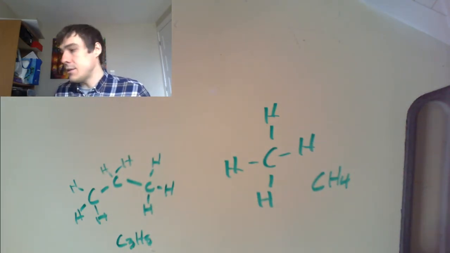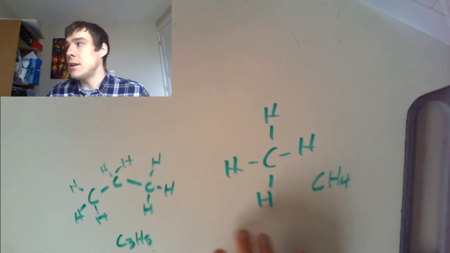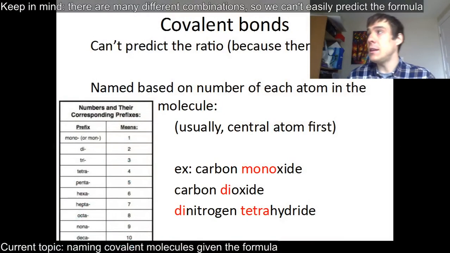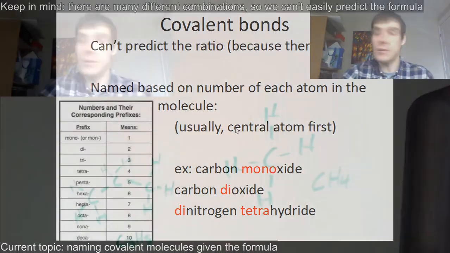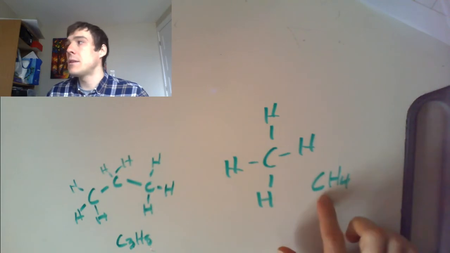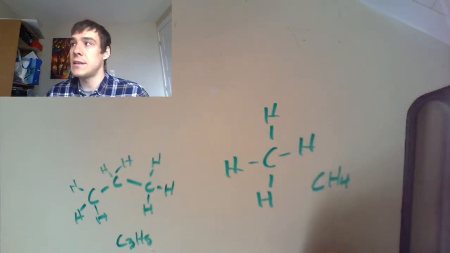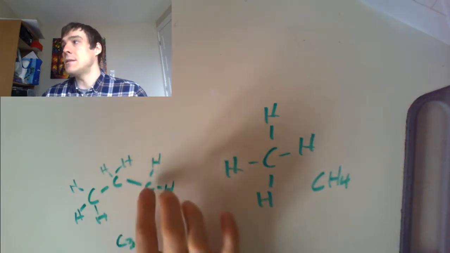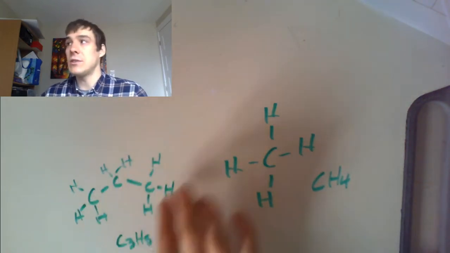So there's no way to properly predict what kind of formula we have. And that's why we have these rules that are based on the number of each atom in the molecule. Usually we put the central atom first, so if we go back to here with the methane, that's why I put CH4 because the C is in the center, or here for propane I put C3 because it's kind of central and the hydrogens are around the outside.